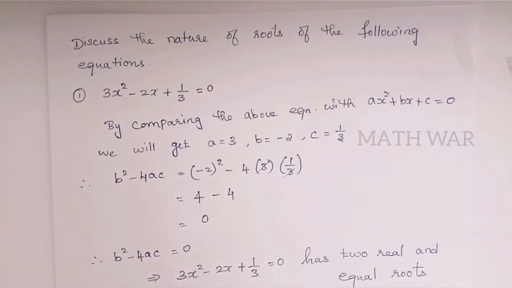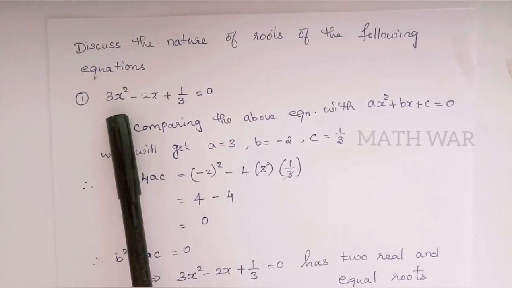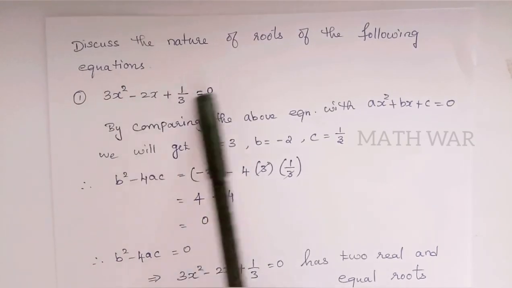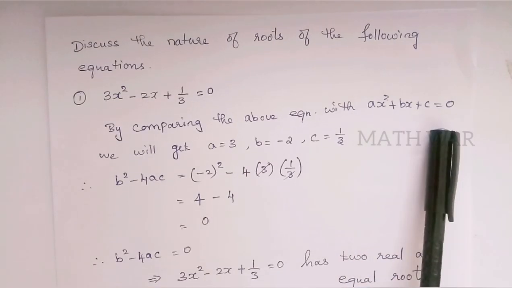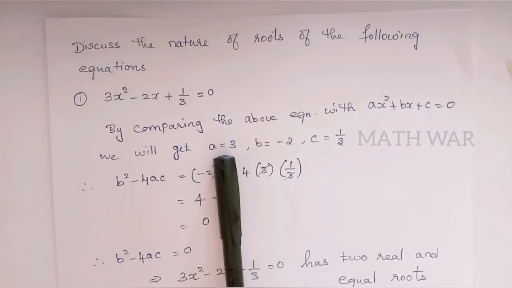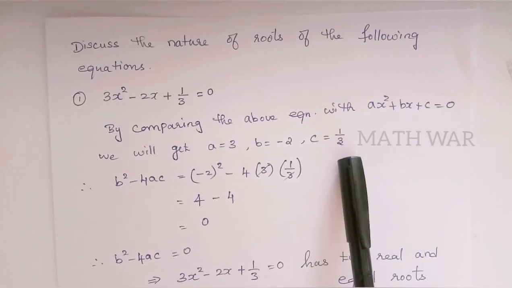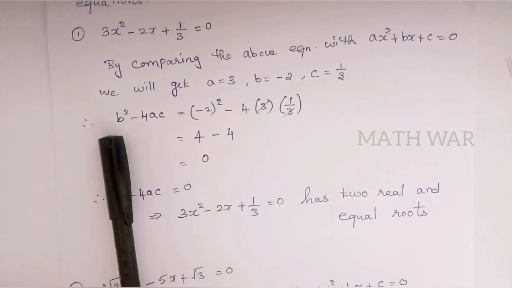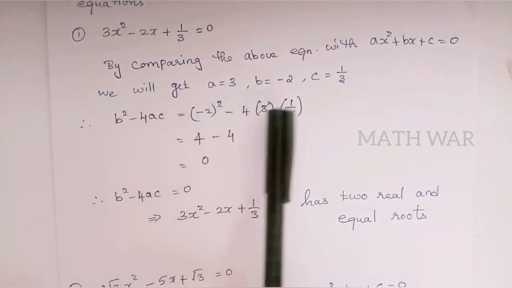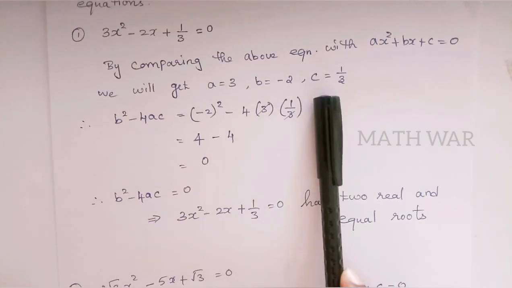We will go with an example. Discuss the nature of the roots of the following equations. First question is given as 3x square minus 2x plus 1 by 3 equal to 0. By comparing this equation with ax square plus bx plus c, we got a equal to 3, b equal to minus 2, c equal to 1 by 3. C value also is a real number, so no problem, 1 by 3 itself we can take. Now, b square minus 4ac is equal to b value minus 2, so minus 2 whole square minus 4 into a value 3, c value 1 by 3.